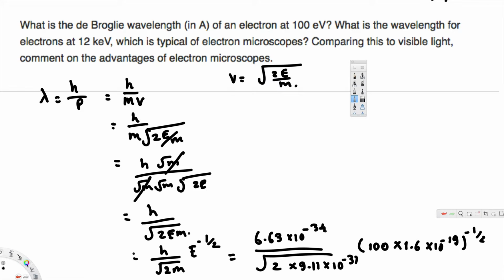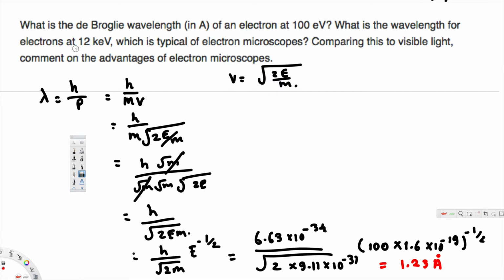And if you calculate this, finally you will end up with 1.23 angstrom. Angstrom is basically 10 to the power of minus 10 meter. So in short form we can write it like that. Okay, so this is the answer for the first one.